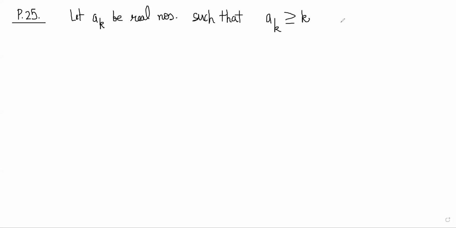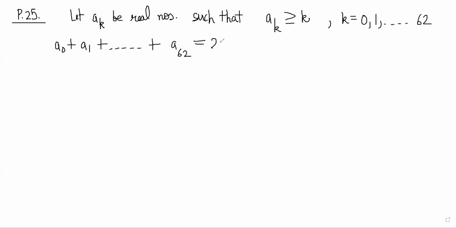Problem 25. Let a_k be real numbers such that a_k is greater than or equal to k for k going from 0, 1 till 62. And you also have a0 plus a1 plus till a62 adds up to 2016.